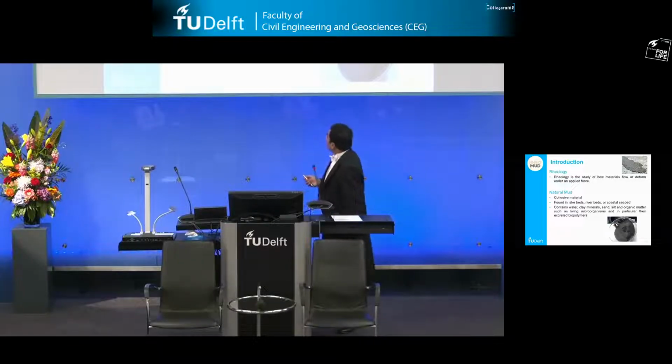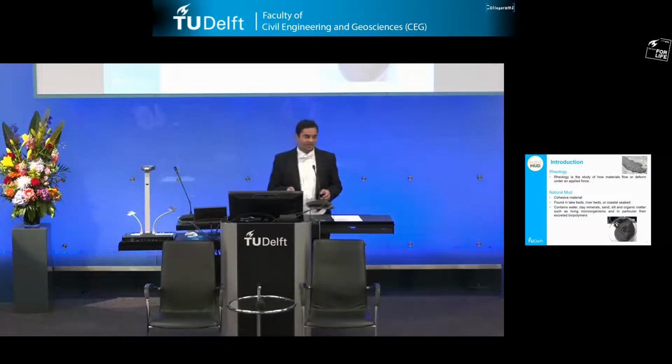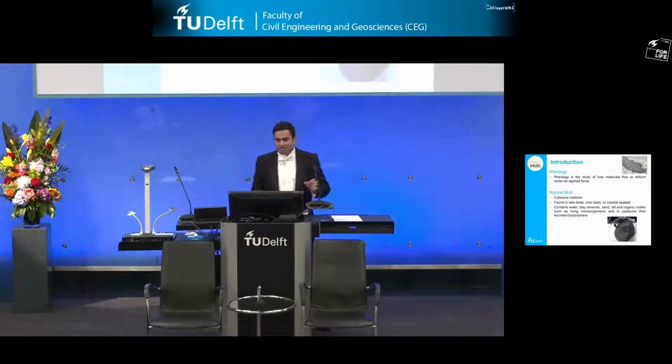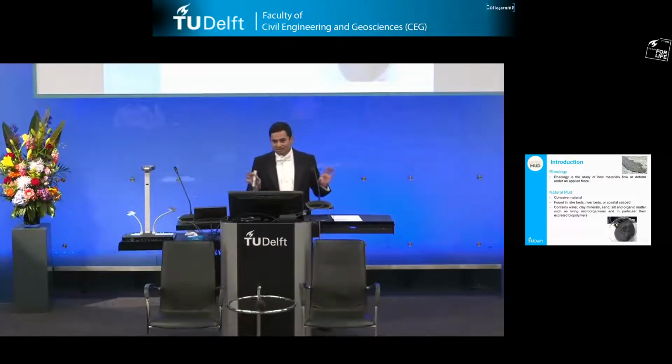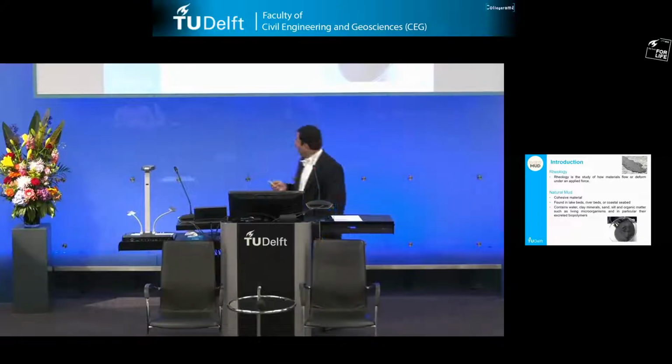And then what is mud? Basically, you can see here as well, it's quite a complex material. It's a cohesive material, and it also has clay, water, silt, sand, biopolymers, so a lot of things. It's a combination of a lot of things. That's why it's quite complex.